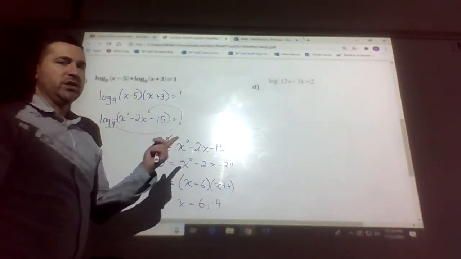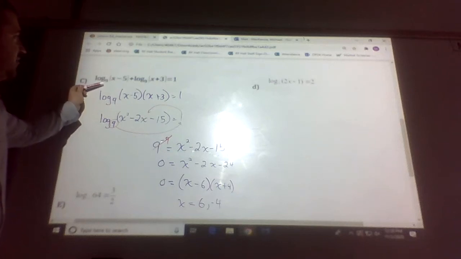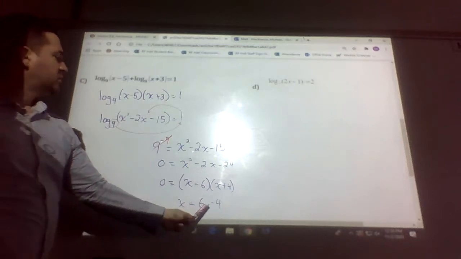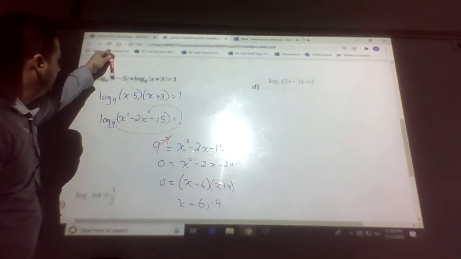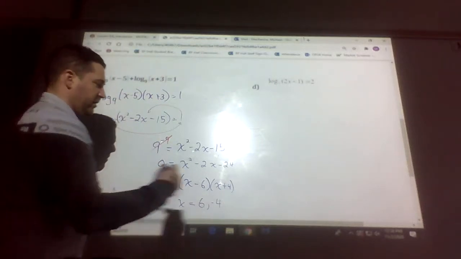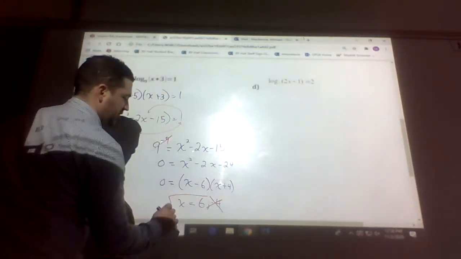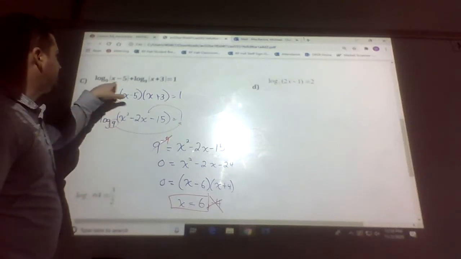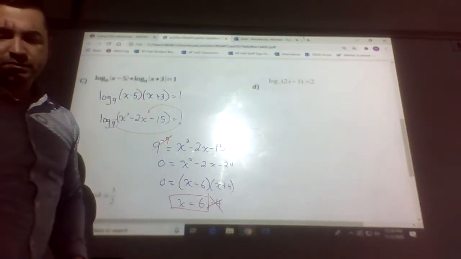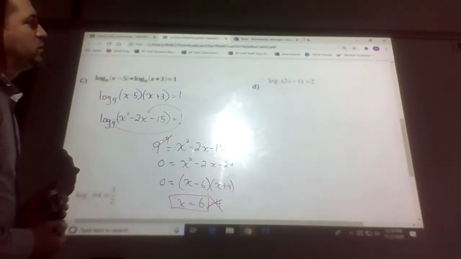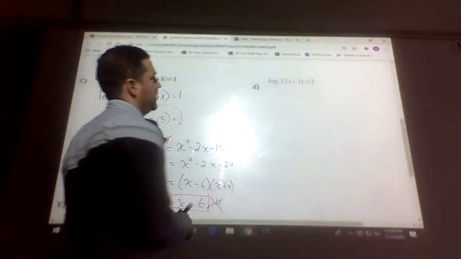Going back to our question, we cannot have a negative base or argument. So which one of these makes a negative value? If I plug in negative 4 into x here, I'll have a negative 9 answer, and also a negative 1 here. So we can't have negative 4, so our answer is just x equals 6. If I plug 6 into each of them, I get positive answers.